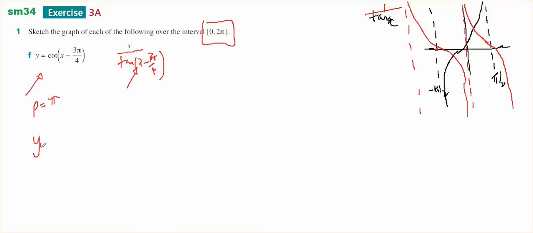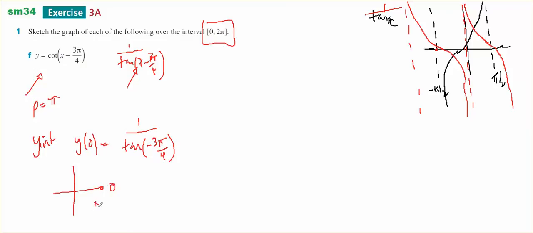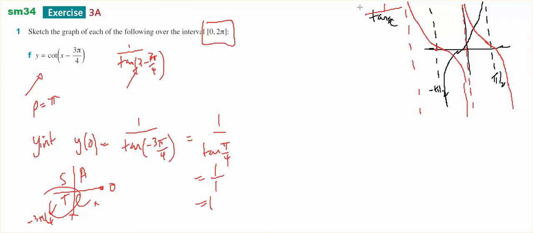So I'd like to find the y-intercept. So y of 0 is going to be 1 on tan of 0 minus 3 pi on 4. Where is minus 3 pi on 4? If I start here at 0, minus 1 pi on 4, minus 2 pi on 4, here is minus 3 pi on 4. All stations to Columbia, tan is positive in that quadrant, so it's going to equal 1 on the tan of pi on 4, which is 1 on 1, which is 1. Okay, so it's going to equal 1 as a y-intercept.